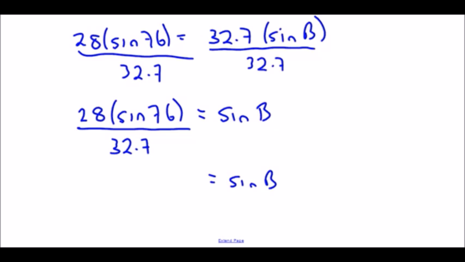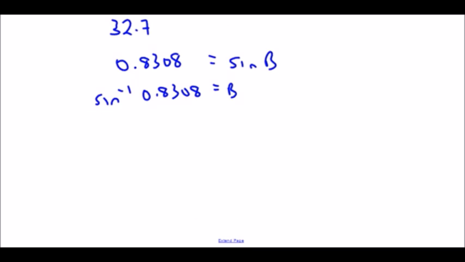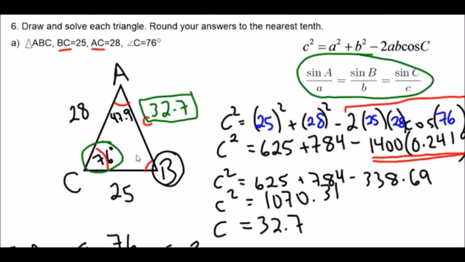And I get a decimal value of 0.8308. And now I just have to inverse sine that, and I'll know what angle B is. So inverse sine, my calculator tells me the answer is 56.2. So if we go back to the diagram, this is 56.2. And this is why I like to use that 180 rule as a check.